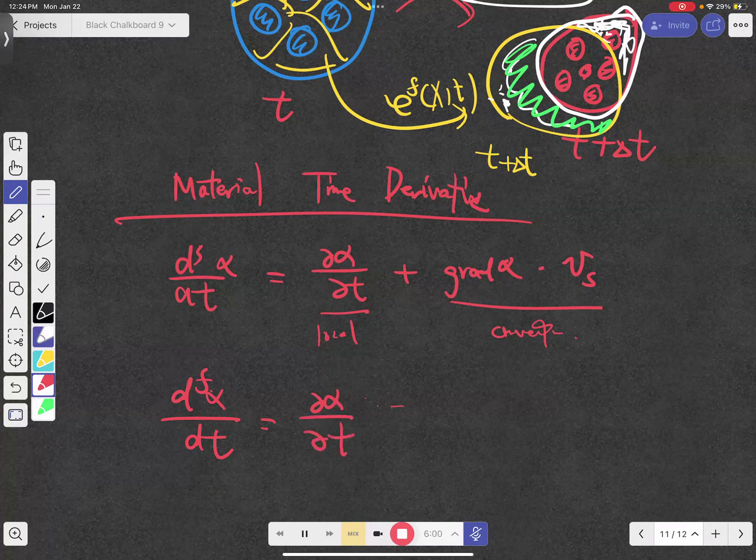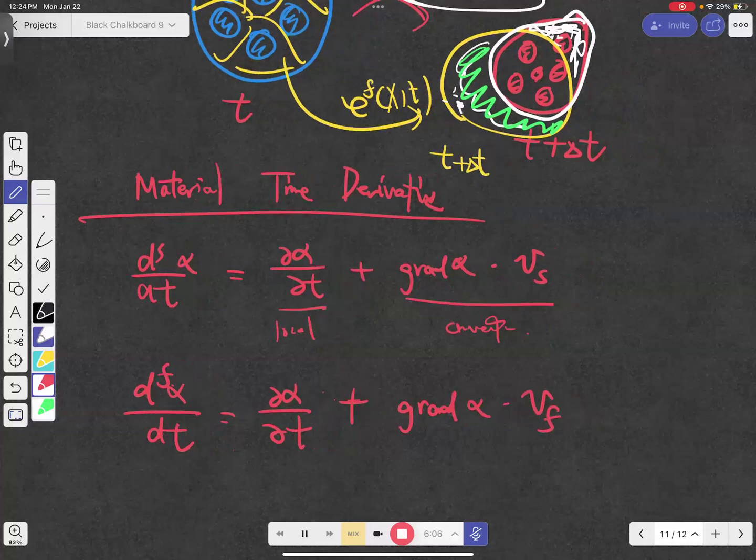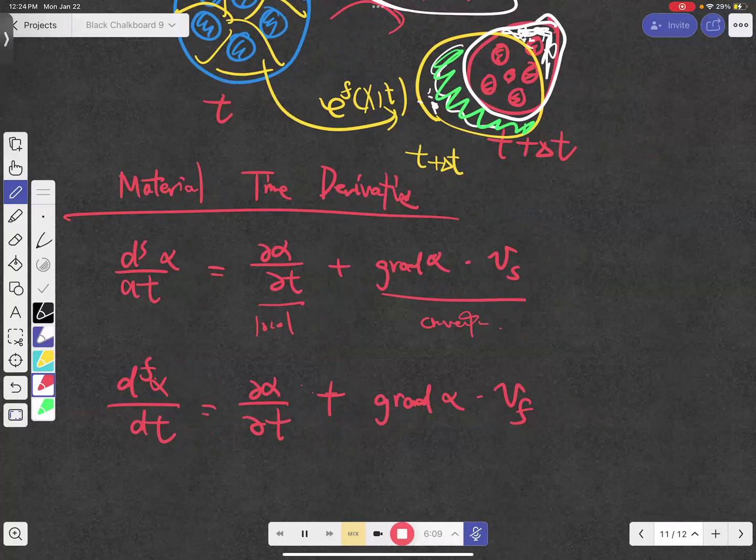Now, if the same physical quantity is followed by the fluid, then we will have these equations. Now, they look almost identical, right? What are the differences here? Just this F term and this F term, and this S term and this S term. Okay. So far, so good.